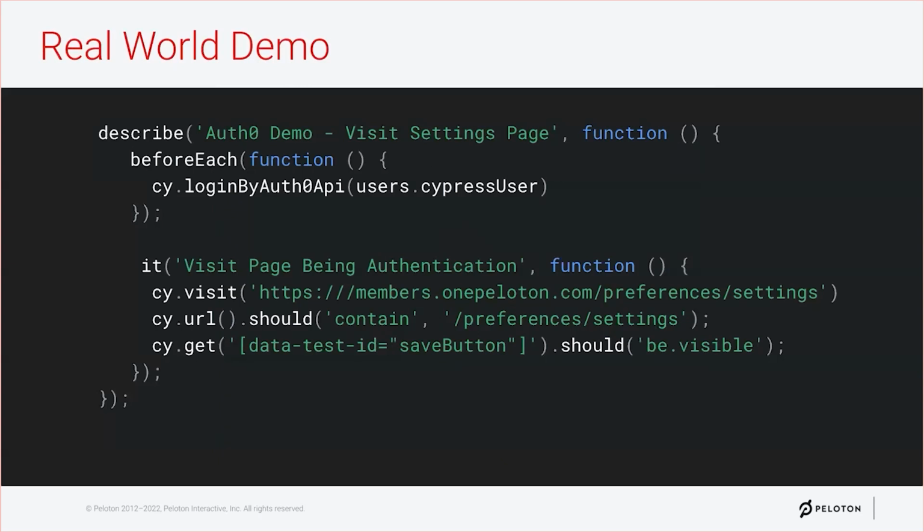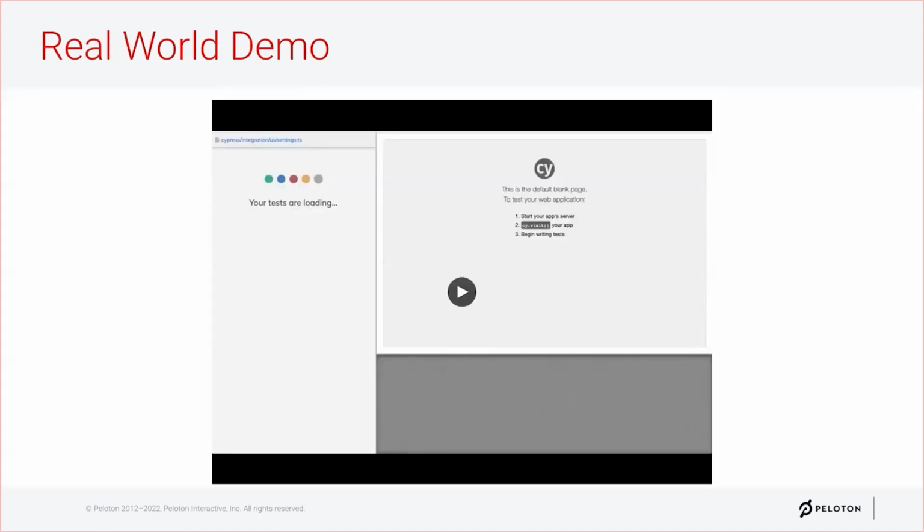On this slide, we have the test case code that uses our new solution. In the before each block, we will first programmatically get an access token from Auth0 by calling our login by Auth0 API command. Then, in the actual test case, we will visit the setting page directly and verify that the Save Changes button is visible without having to go through the login page first. Now, let's run the test using the Cypress open command so that we can see the results using Cypress's built-in GUI. It may take a few seconds to finish, so stay with me here.